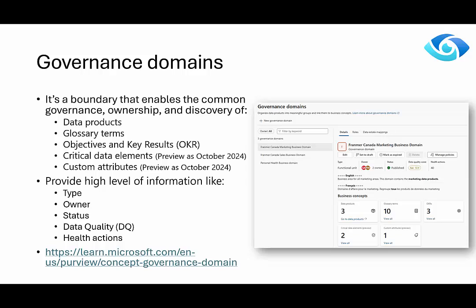The aim of the governance domain is to have at a glance a high level of business information like the type of governance domain, but also the owner, the status, information about data quality, and so on. Here you've got a link to an article that we have on our website if you want to have more information.